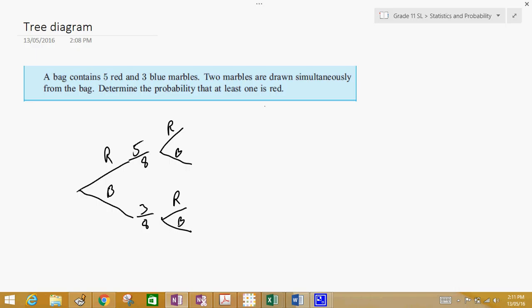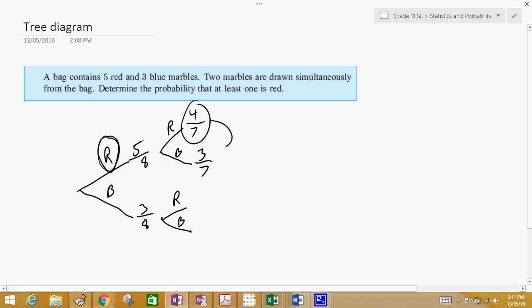Now we're looking at the second one. So what's the chance you're going to get a red? Well, according to this, we've already taken a red. So we don't have 5 reds anymore. There's only 4 left, and one of the marbles is gone, so there's only 4 out of 7. Had we taken a red on the first one, it means we didn't take a blue, and that means we still have 3 blues. I wouldn't have to even think about that because this was 4 over 7, and these 2 have to equal 1. So 4 over 7 plus 3 over 7 is equal to 1.